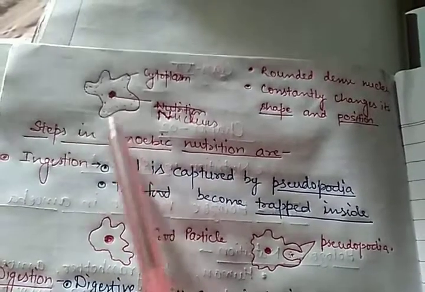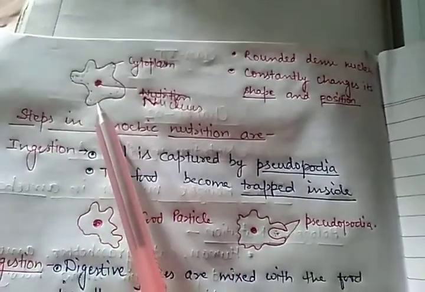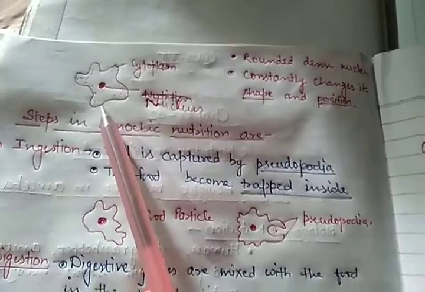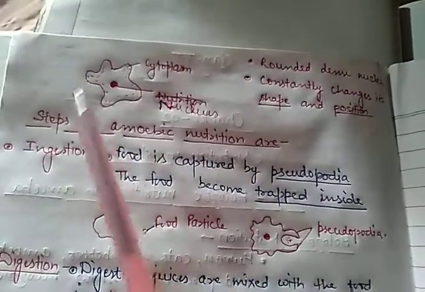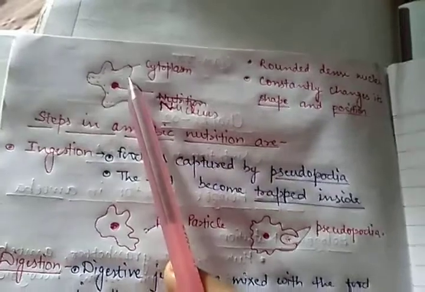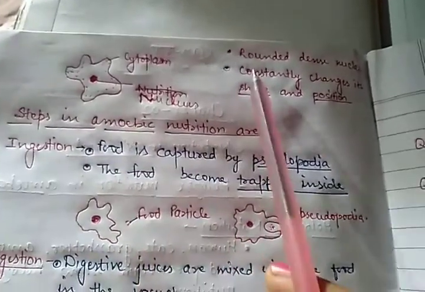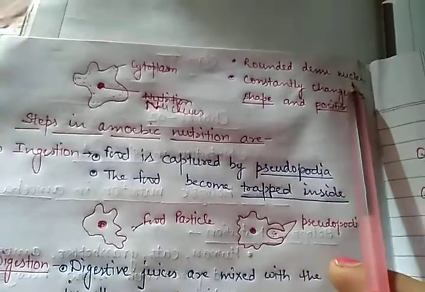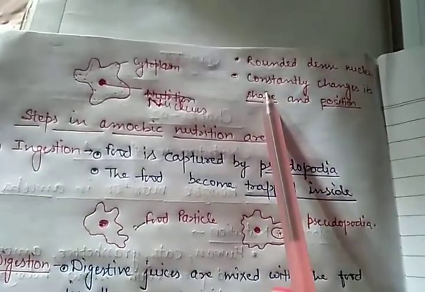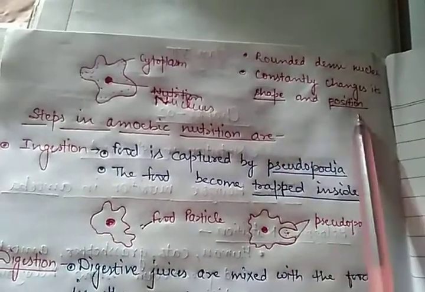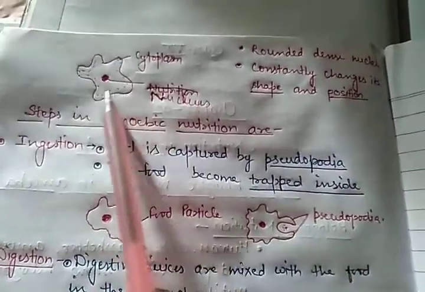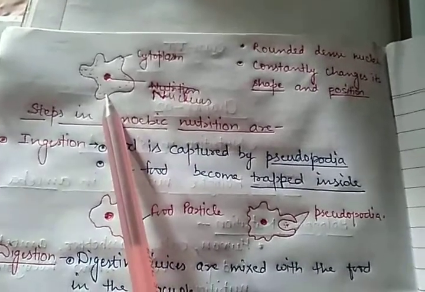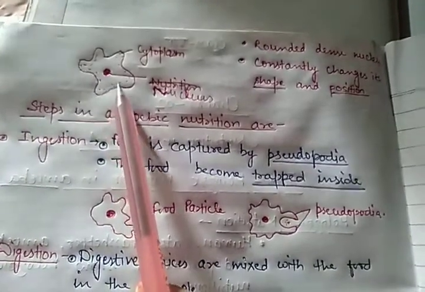In amoeba, a rounded dense nucleus is present. This is the nucleus of the amoeba. It doesn't have a well-defined structure, so you can draw any shape and put the name amoeba. But the main important thing is that the nucleus is very round, and the amoeba constantly changes its shape and position. So these are two important things.